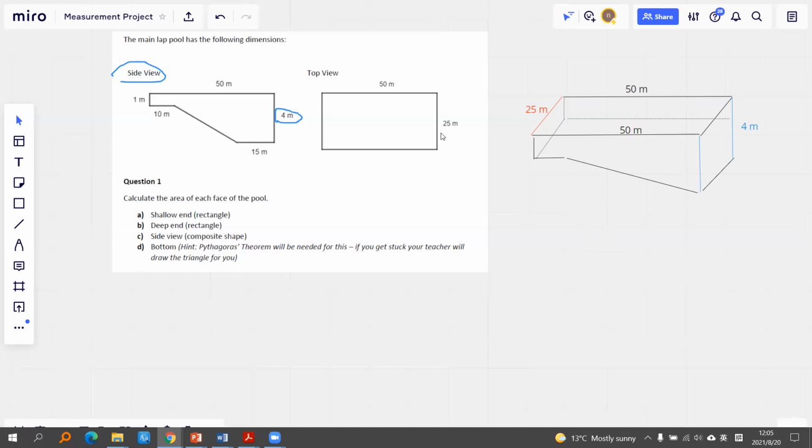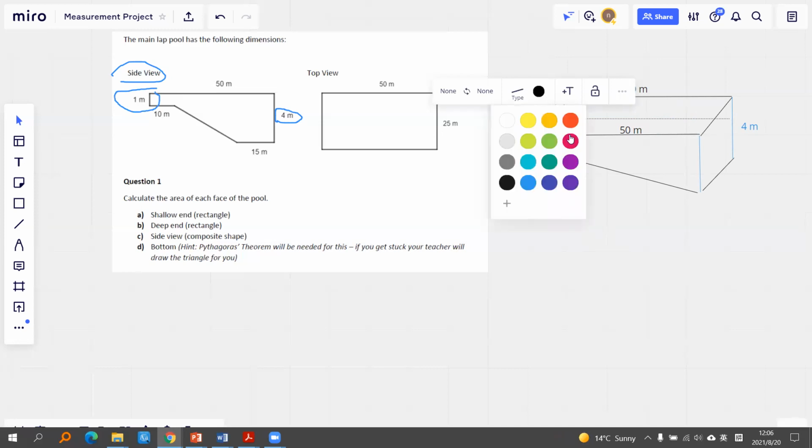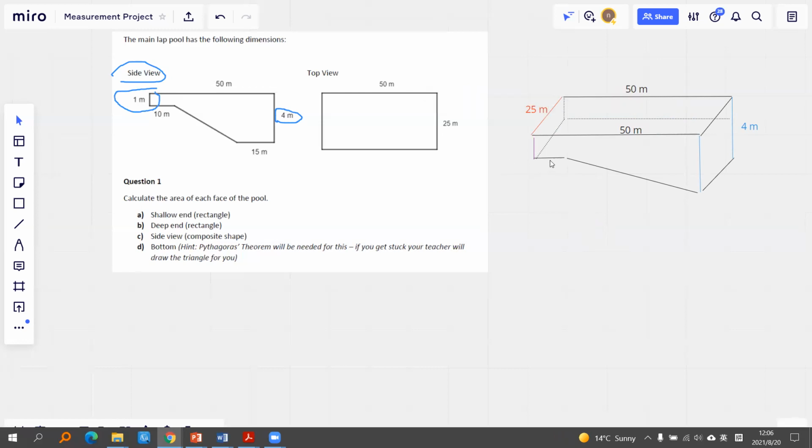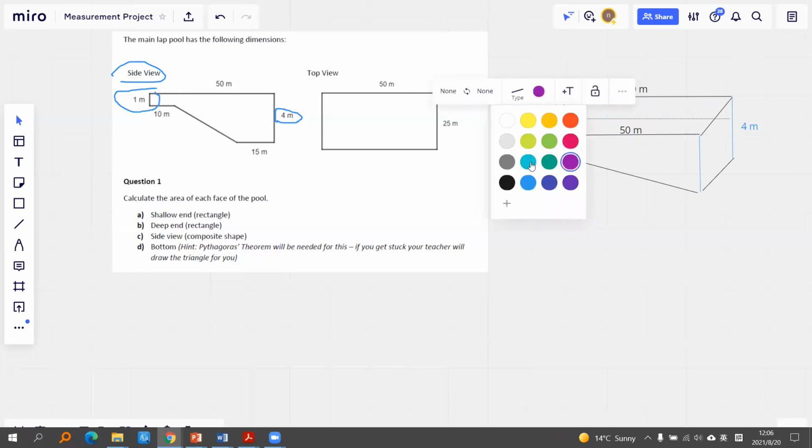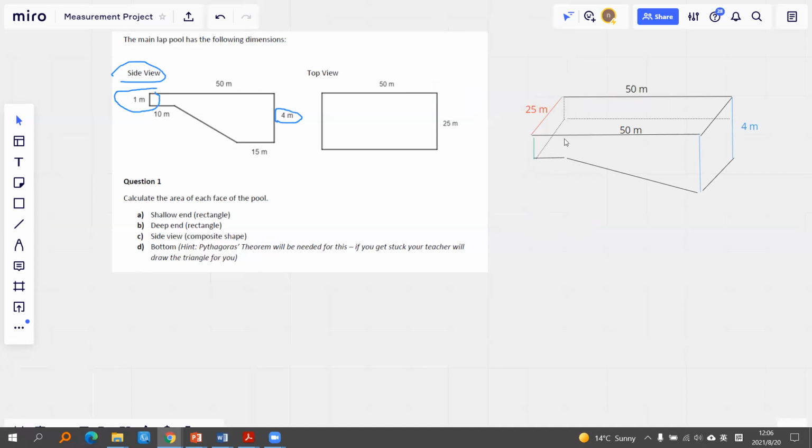And we also have one side that's 1 meter of side view. So the shallow dips part is 1 meter. So this side is 1 meter. I just use a different color. I will use purple. I like purple. This one does not look good, so I use this color. So this one is 1 meter.